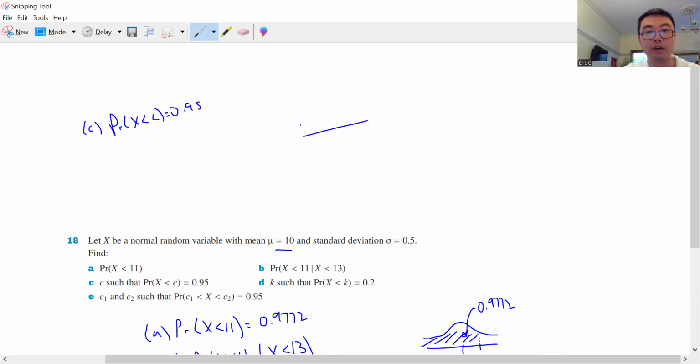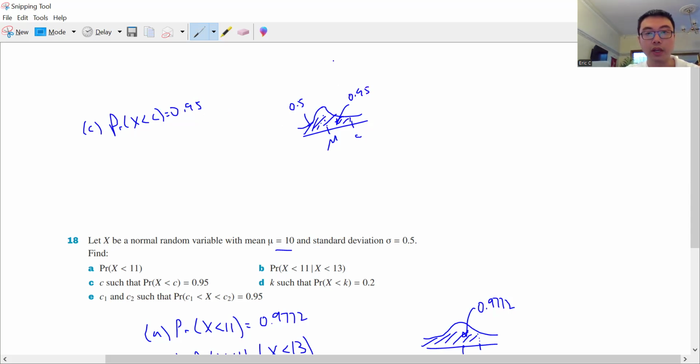So what that looks like on our normal distribution is, this is our mean here, which is 10. I know the C is going to be here, because where the mean is, the area is 0.5. So C is 0.95 for the area under the graph, so we know it's going to be up here, which is more than 0.5. So that's 0.95 here. And then we want to use our CAS for the inverse norm to find C.